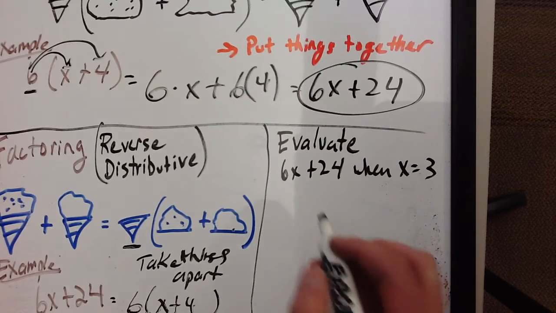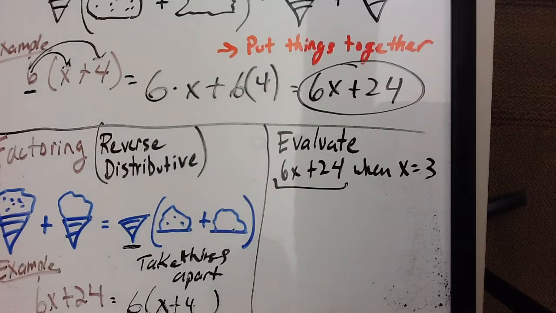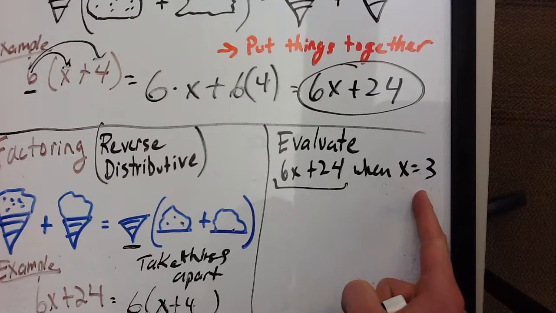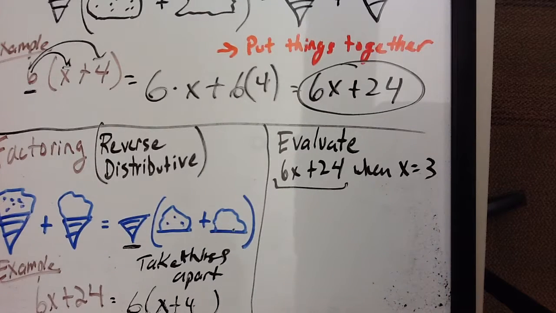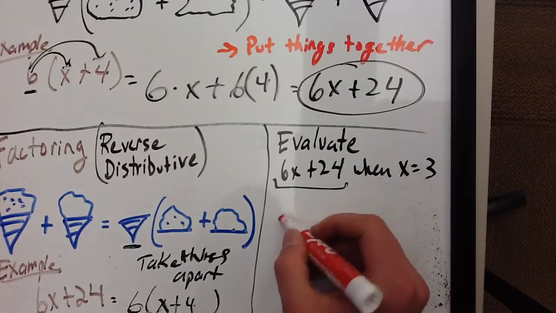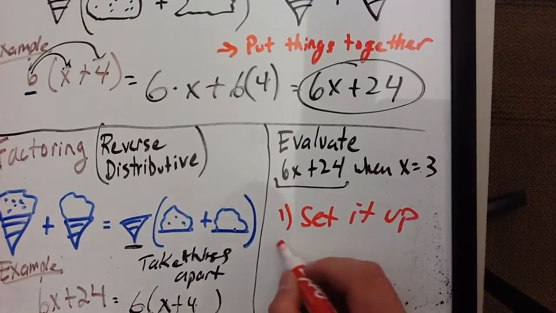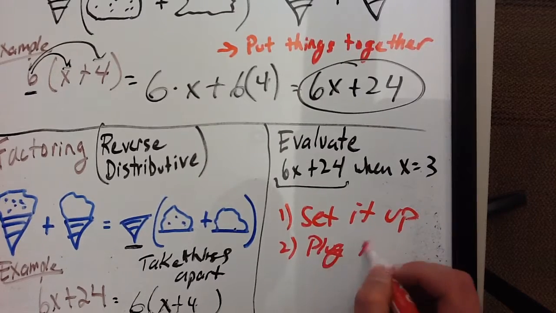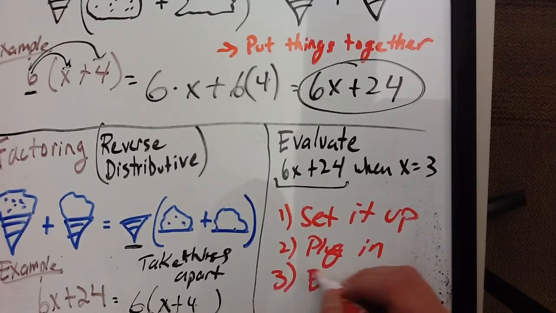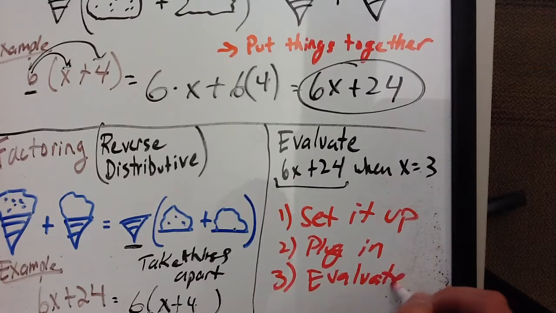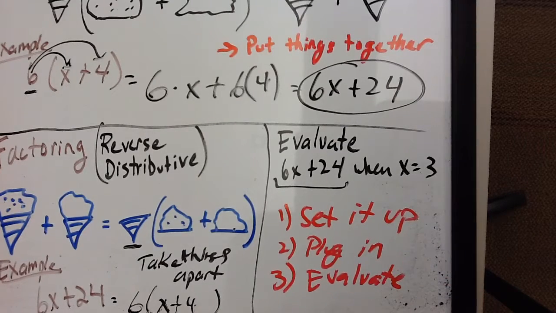So let's say I'm given the expression 6x plus 4, the one that we've been using, and I want to evaluate this. Whenever you're asked to evaluate something, you need to find the value of it. So the value of this expression when x is 3. There are 3 steps here. Number 1, set it up. Number 2, plug in. And number 3, evaluate. And you evaluate by following the order of operations.